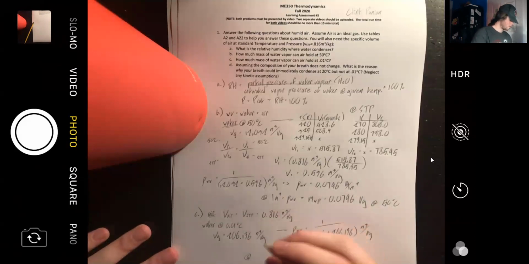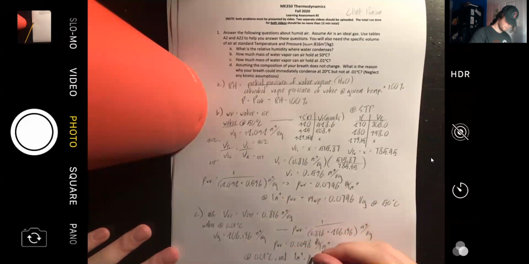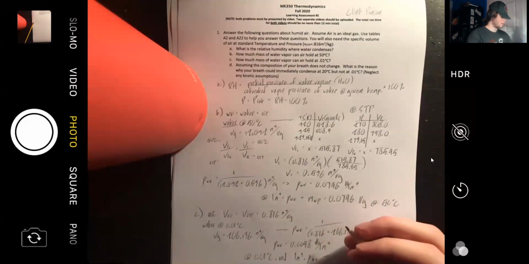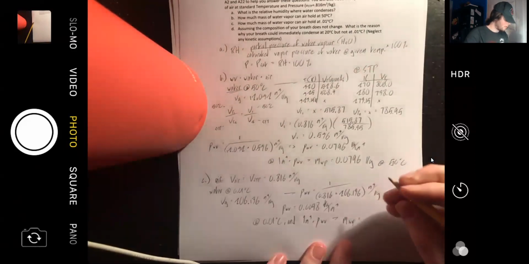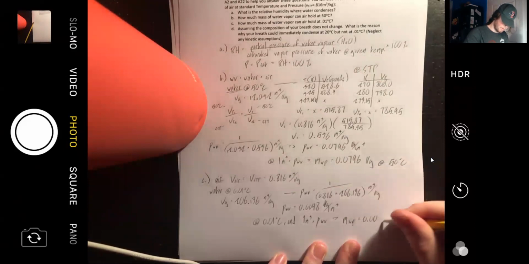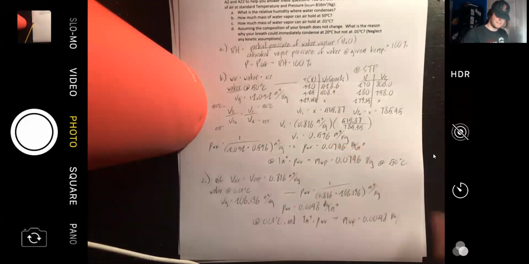So at 0.01 degrees Celsius and a volume of 1 meter cubed, the air can hold a mass of, let me change this to a B, and move this down a little just so you can see better what I'm doing. It can hold about 0.0048 kilograms, just kilograms.